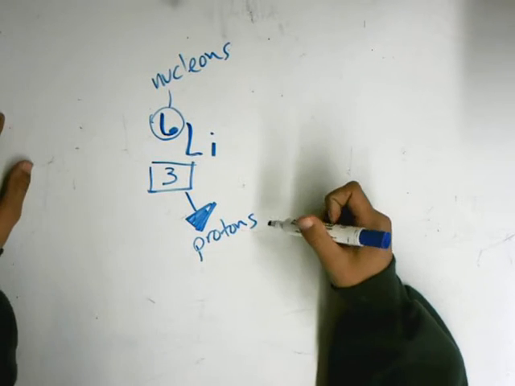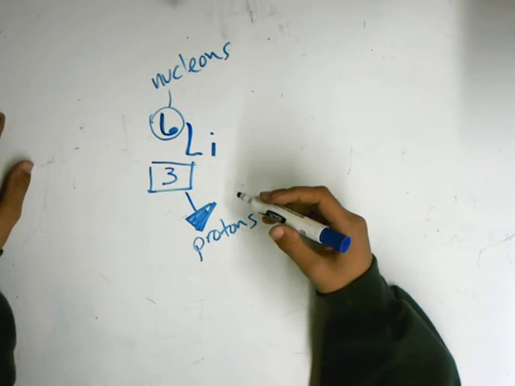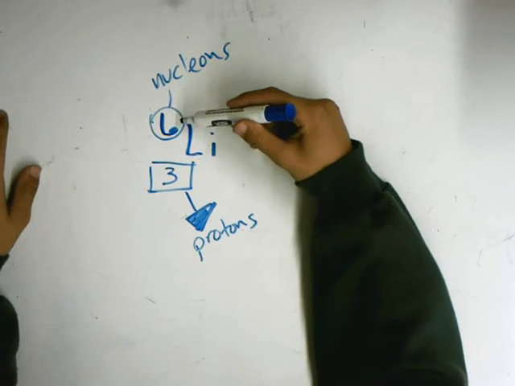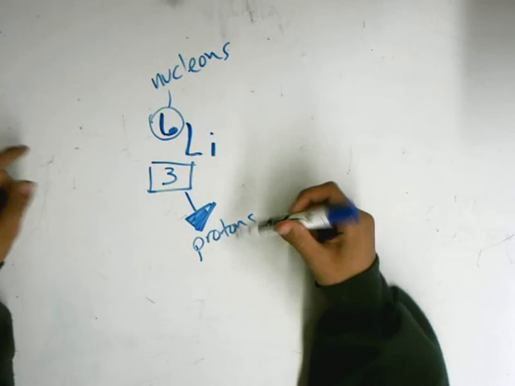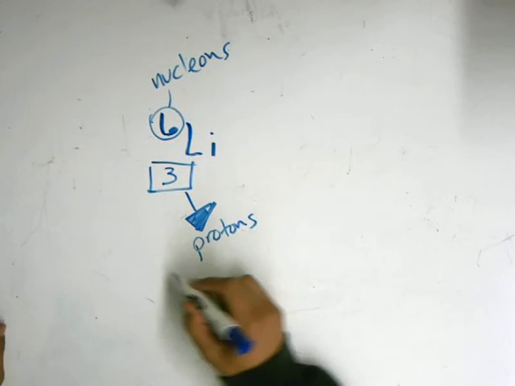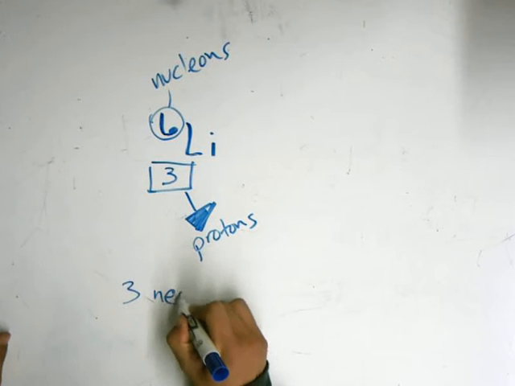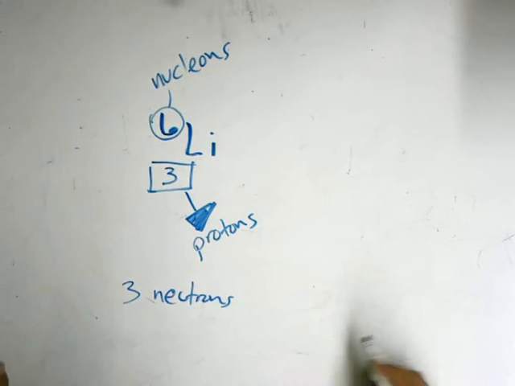So the protons and the neutrons have to add up to the nucleons. So you know there's 3 protons and there has to be 3 neutrons. So that's the basic setup for that.